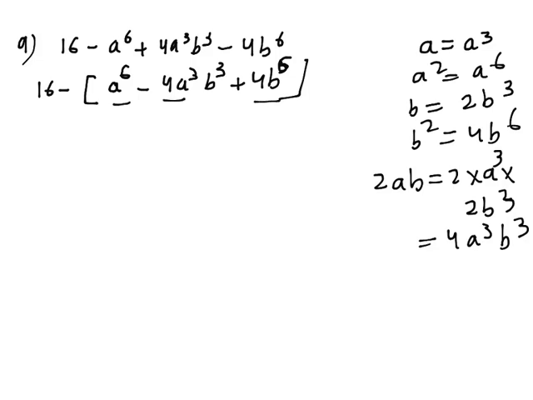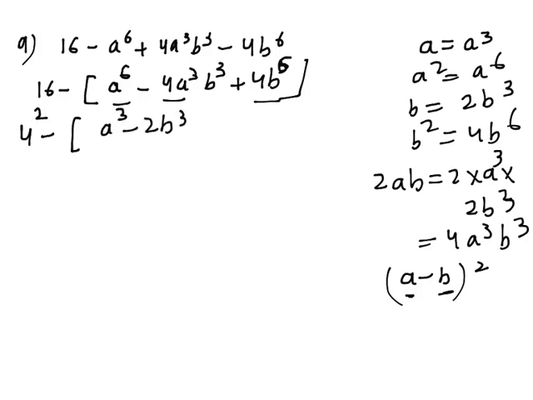So here if we see, we get all the terms that are inside the bracket. So it means what we can identify here, we are using the identity a minus b whole square, where a is a cube and b is 2b cube. So we can write it like, here 16 is 4 square minus a cube minus 2b cube whole square. Now it becomes a square minus b square. We will use that identity.